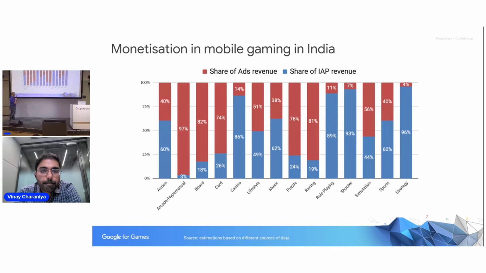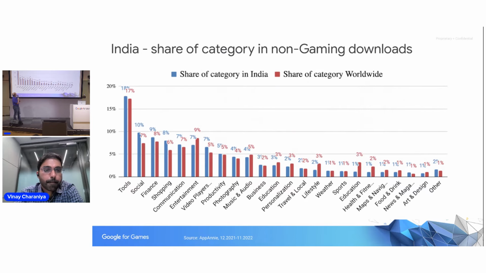But of course, we have some genres like board and card, where we have sometimes games like Ludo King or similar games, Rummy. Those actually have a pretty strong share of ads revenue, and it's quite important to remember that as well.